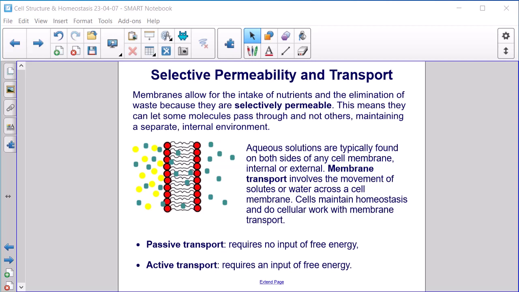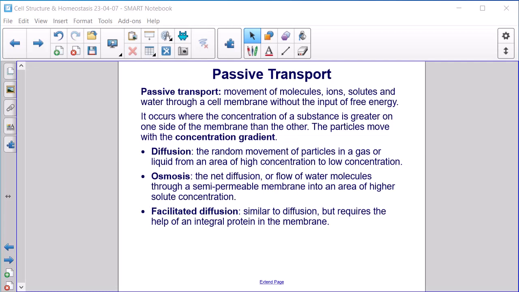Membrane transport involves the movement of solutes or water across a cell membrane. Cells maintain homeostasis and do cellular work with membrane transport. Passive transport requires no input of free energy, while active transport requires an input of free energy. You can see in this membrane image here the allowance or passage of these green-blue particles, while the yellow must remain on one side.